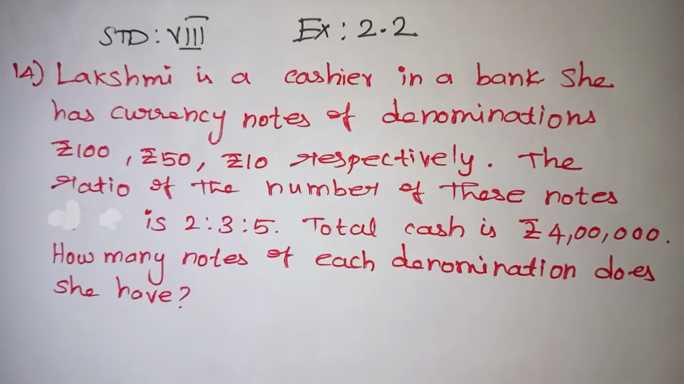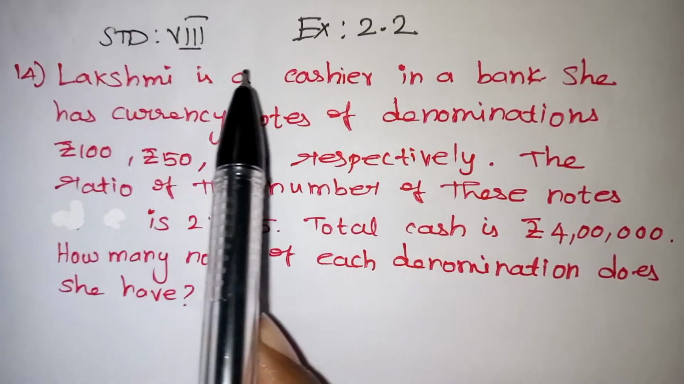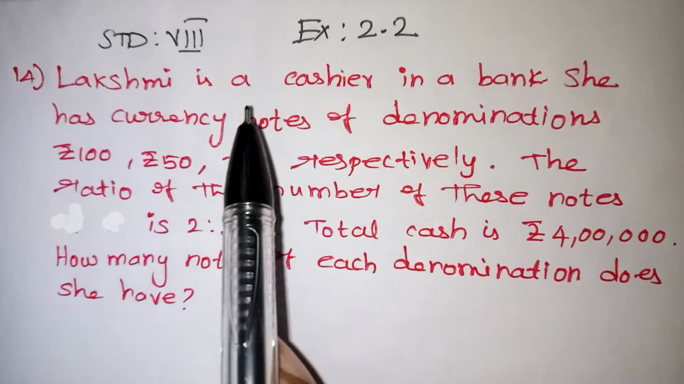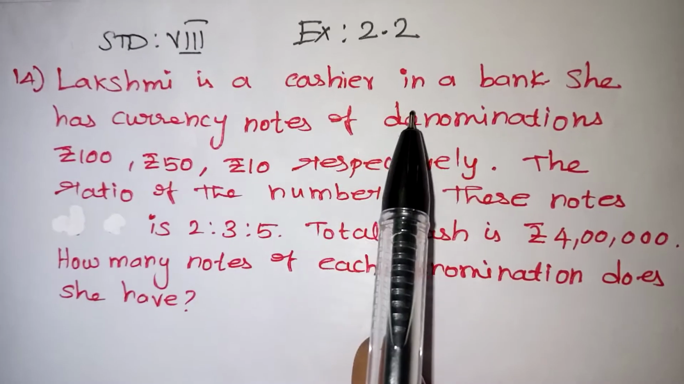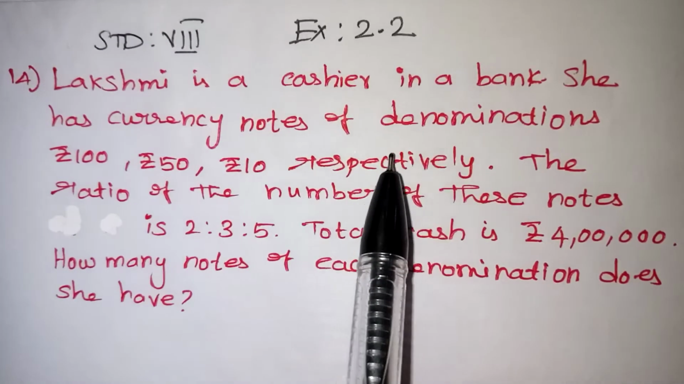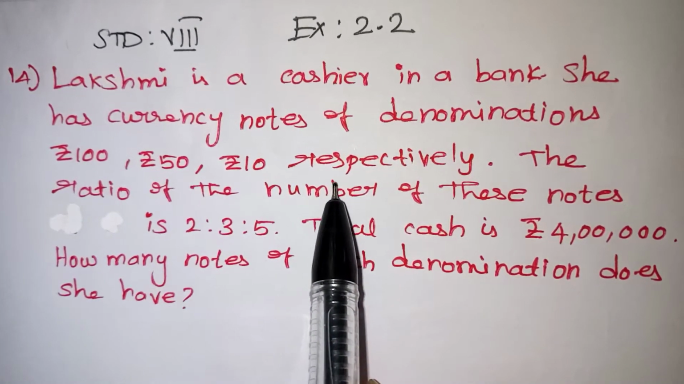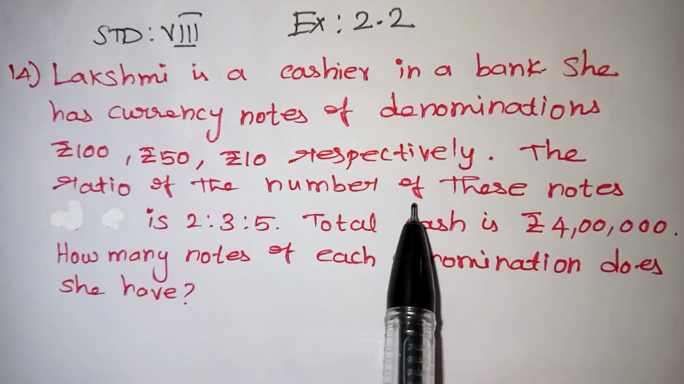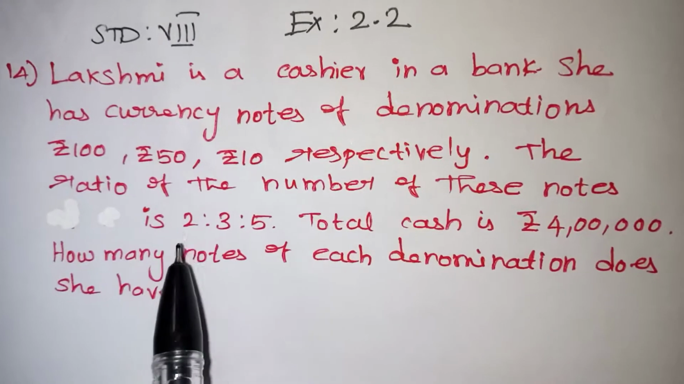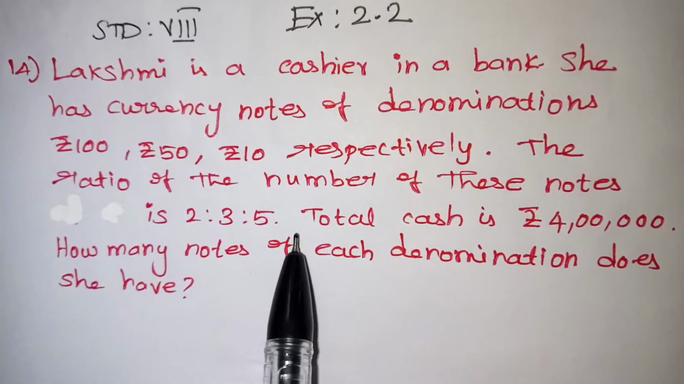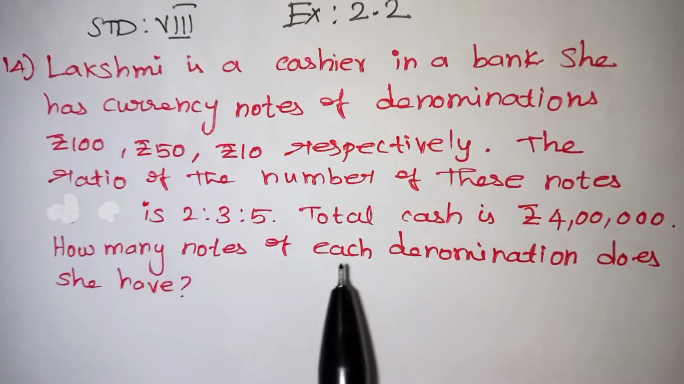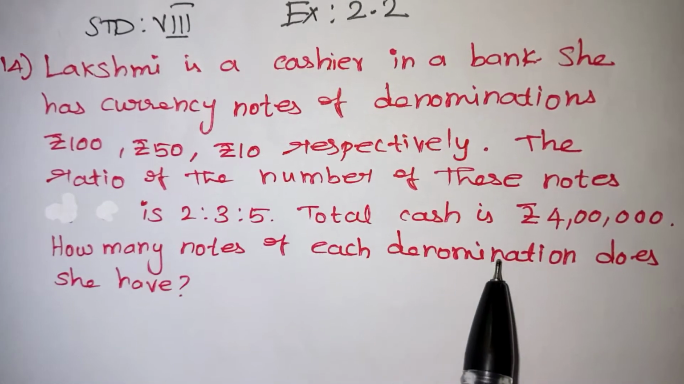Hi students, in this video we are going to learn question number 14 from exercise number 2.2. Our question is, Lakshmi is a cashier in a bank. She has currency notes of the denominations 100 rupees, 50 rupees, 10 rupees respectively. The ratio of the number of these notes is 2:3:5. Total cash is 4 lakh. How many notes of each denomination does she have?